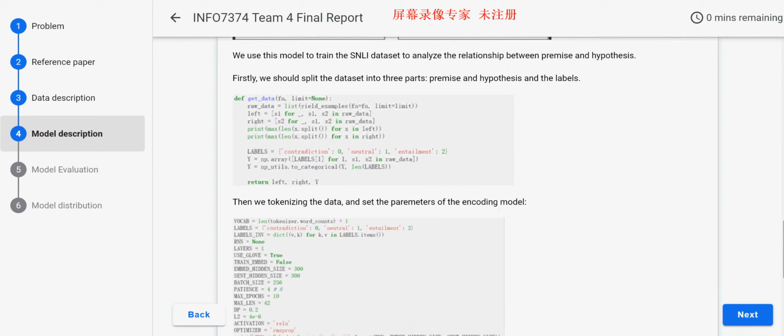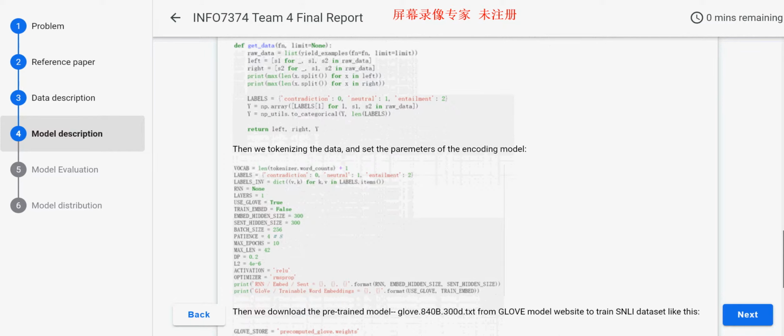Okay, this is the data. Firstly, we split the dataset into three parts: premise, hypothesis, and labels. And then we tokenize the data and set the parameters of the encoding model. The parameters we set come from a lot of resources, a lot of GitHub and a lot of models from other people, so we can call them experienced parameters.